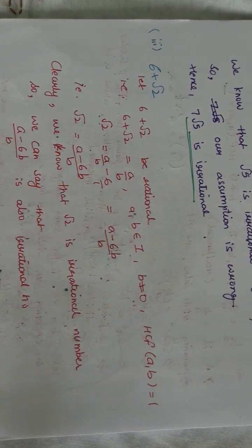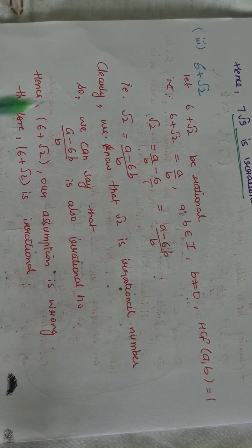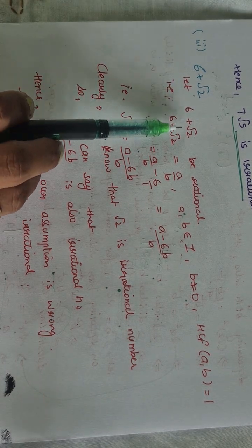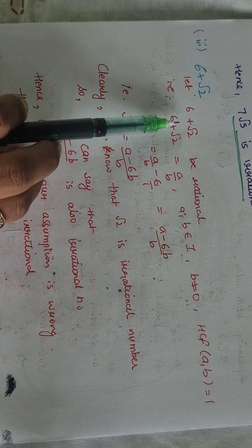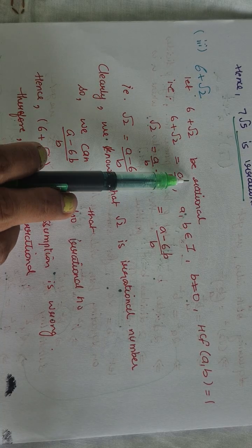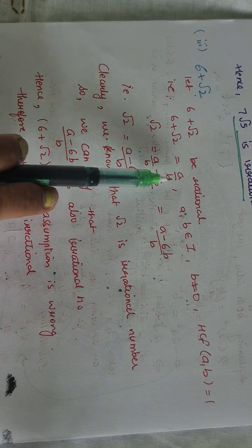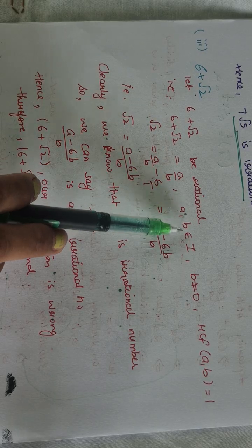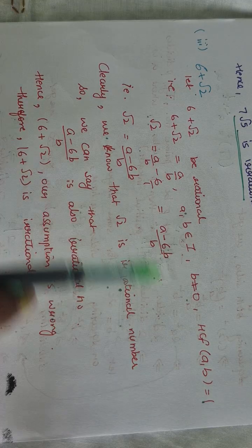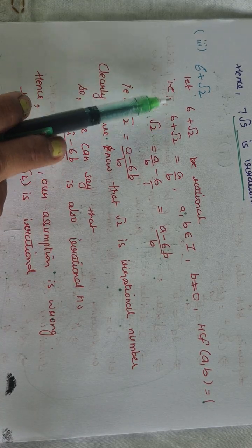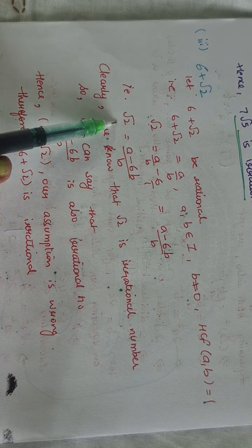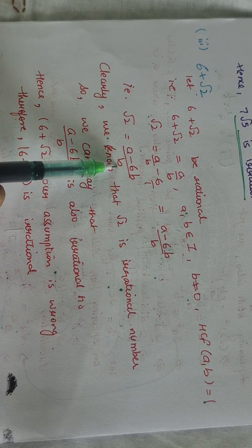Now let's come to the third part. It says 6 plus root 2. Again the same step: assume that 6 plus root 2 is rational. So it can be written in a by b form, where a and b are integers, b is non-zero, and the HCF of a and b is 1. Now I'm shifting 6 to the right hand side, so it will be subtracted, and we take the LCM. So we get root 2 equal to a minus 6b by b.